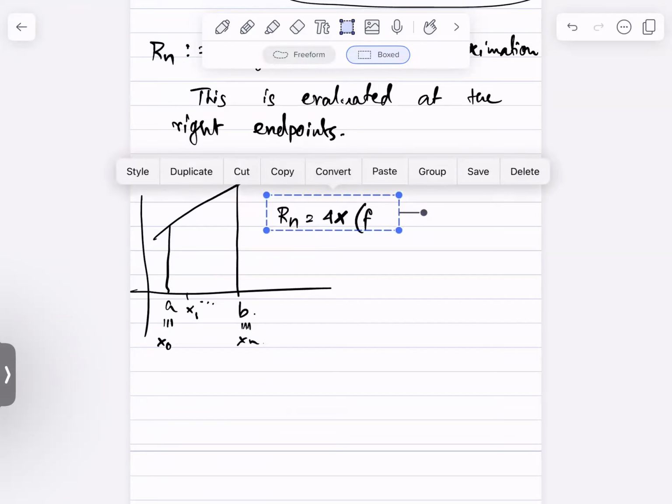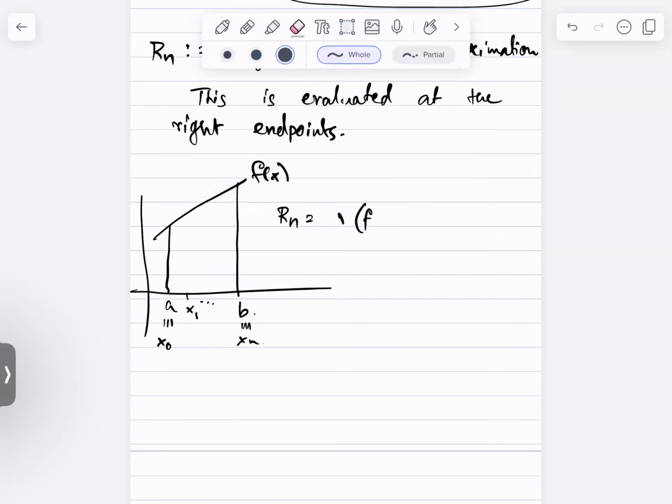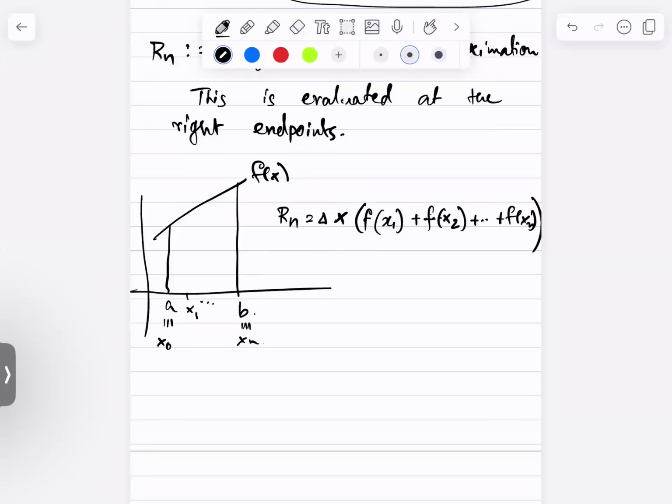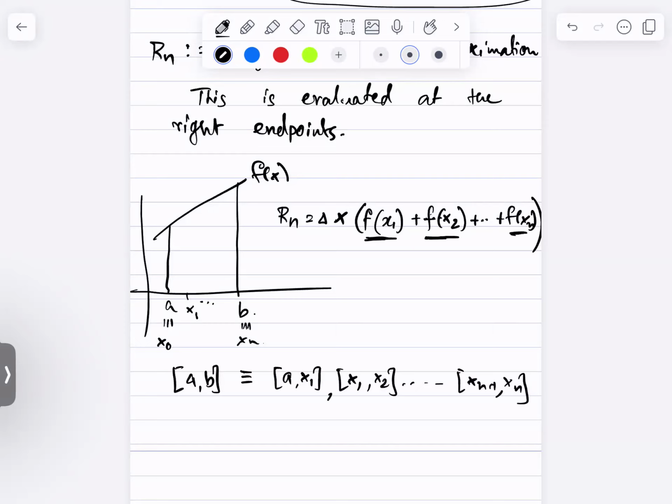Rn is like delta x times f of x1 plus f of x2, and so on, up to f of xn. Why the name right endpoints? Because first my interval was a to b, and then I subdivided that into a to x1, then x1 to x2, and so on till xn minus 1 to xn. All of these points are endpoints, right?